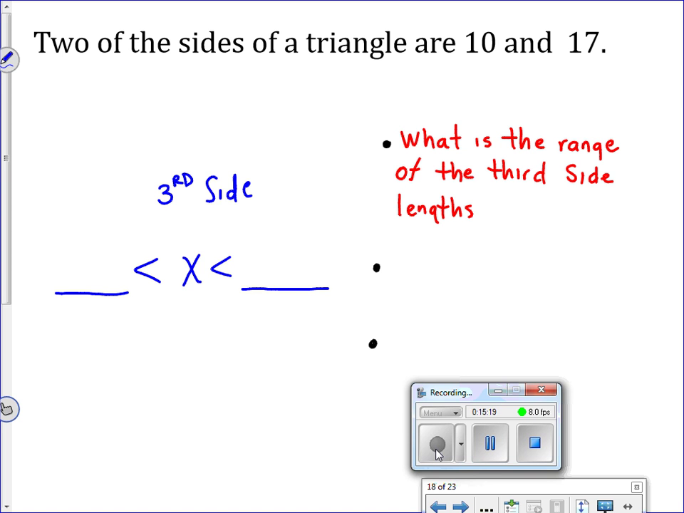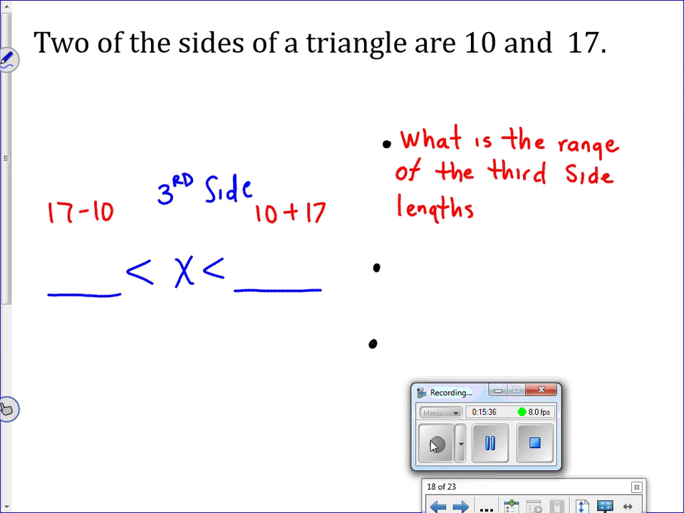Okay, so looking for the third side. The third side can be either too small or too big. We have to be careful, and so there's a range that we're going to do about this. So if you weren't sure at this point and you now know, just put it on pause and see if you can walk through the rest of this problem on your own.